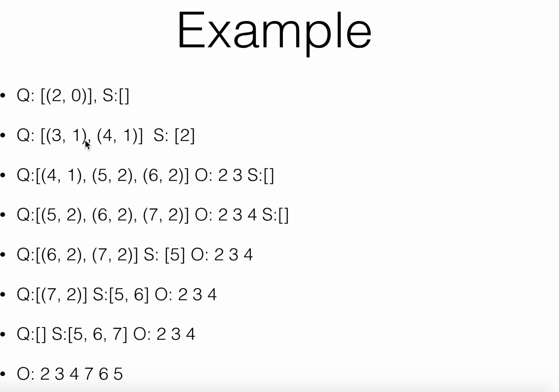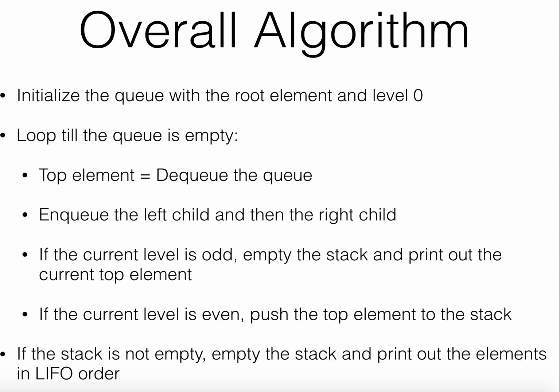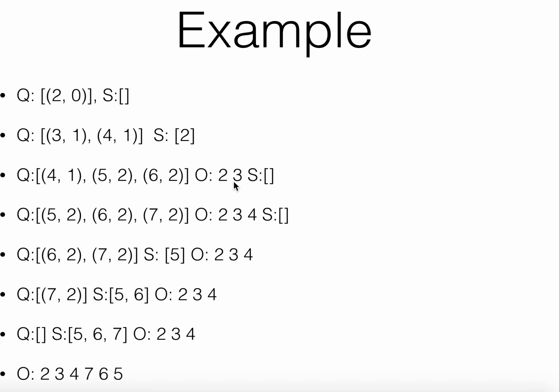Now we dequeue the queue again, so our top element is 3 and the level is 1. Now if the level is odd, then you need to empty out the stack and print the current top element. So you empty out the stack, so you output 2. And then you print the current element, which is 3, and then the stack becomes empty. Now you dequeue 4 and 1. So when you dequeue 4, your level is odd and your stack is already empty. So you would just print out the current element, so that is 2, 3, 4.